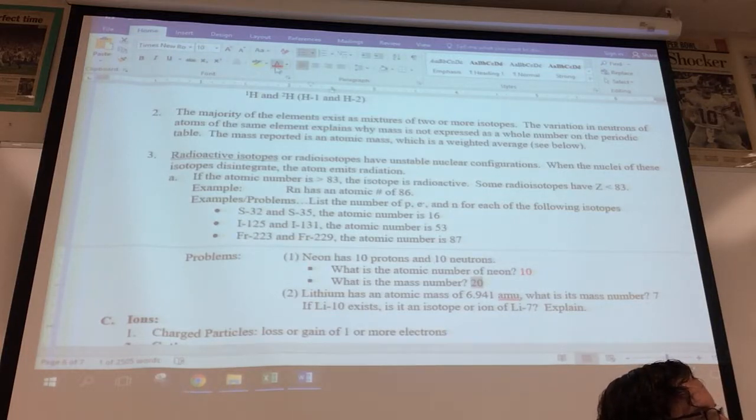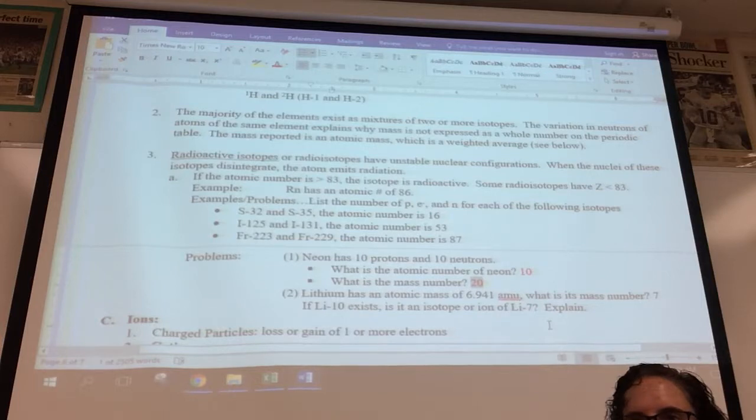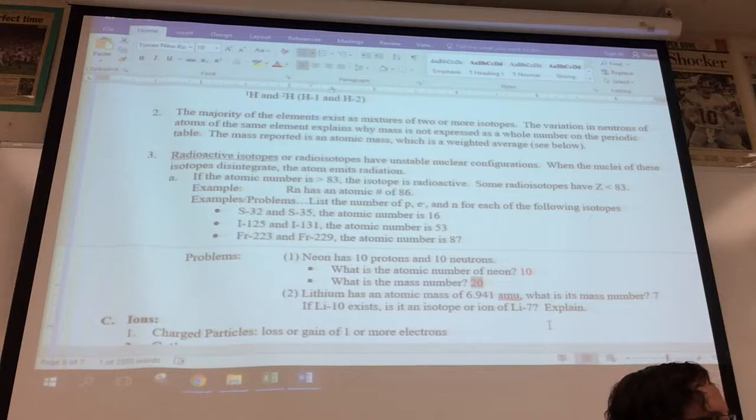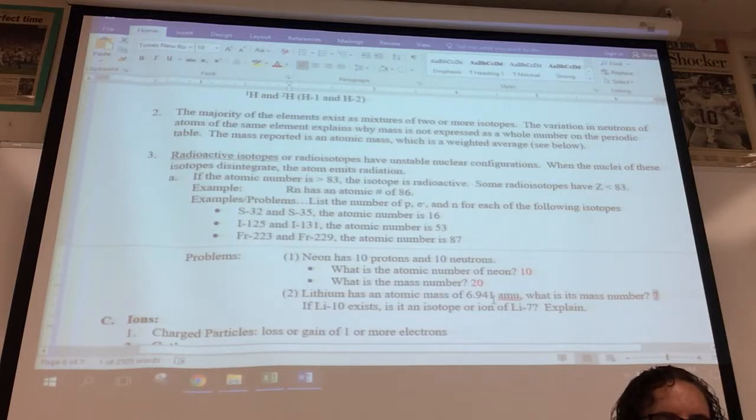The mass number is 20. How do we get 20? We have protons and neutrons. You add protons and neutrons. Very good. The mass number for lithium is 7, and the atomic mass is 6.941. How did we determine that the mass number is 7? What did we do, Casey? You're not Casey. Sean. You look like Casey, though. You just rounded the atomic mass.